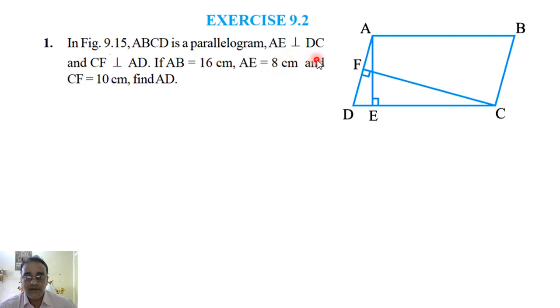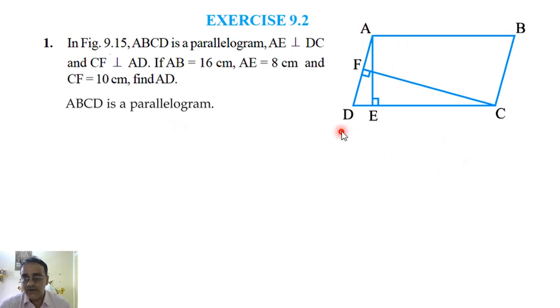AE is perpendicular to DC and CF perpendicular to AD. If AB is equal to 16 centimeter, AE is equal to 8 centimeter and CF is equal to 10 centimeter, find AD. So what is the area of parallelogram? Formula class 8 में पढ़े थे. Base into height. Very good. Base into height. Right. So ABCD is a parallelogram.